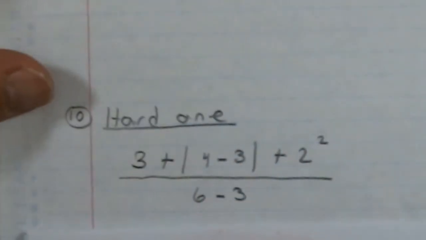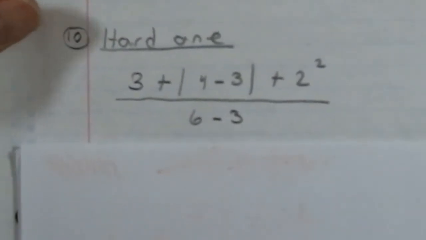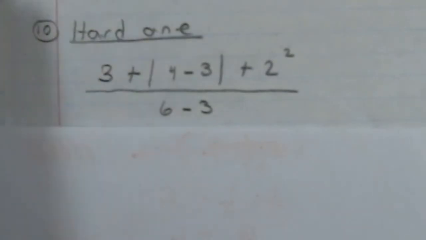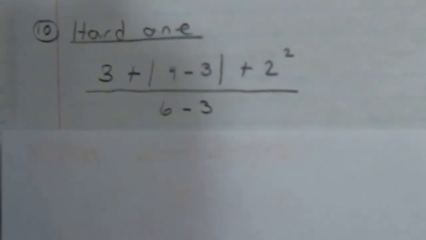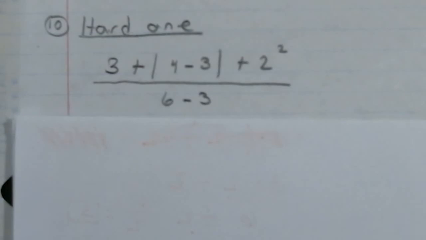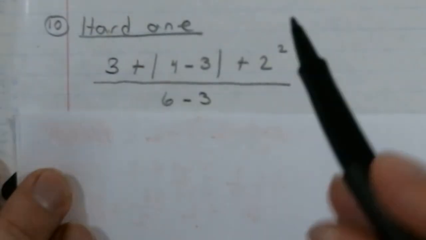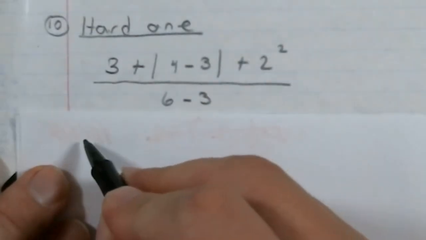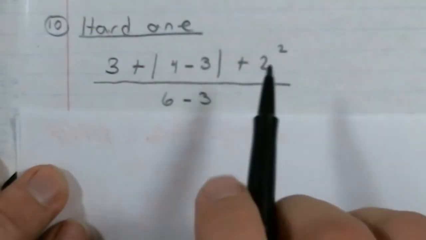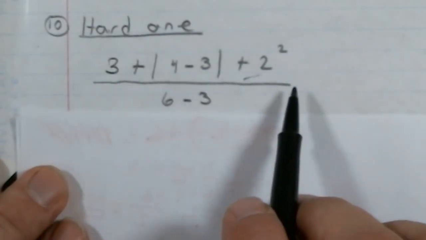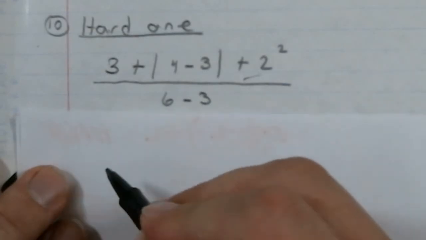Okay. This is a hard one. When I say a hard one, it might be pretty easy, pretty understandable, but it's still a lot of thinking process. So number 10. Let's see here. This is 3 plus absolute values. If you don't know what these are, that's okay. Plus 2 squared divided by 6 minus 3. So let's go ahead and do this.